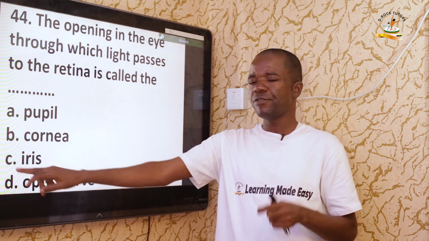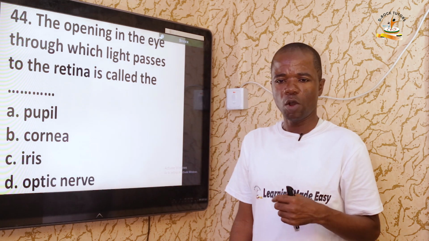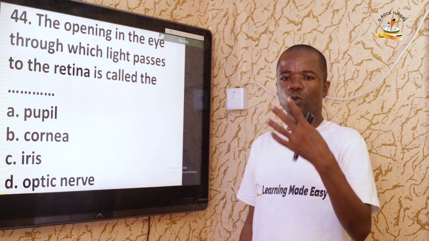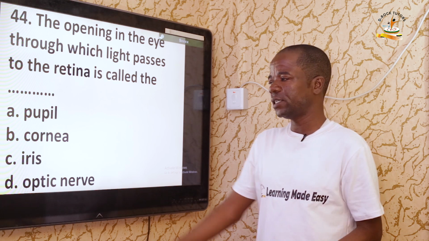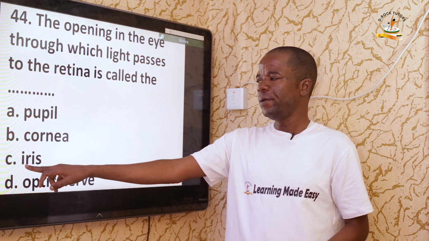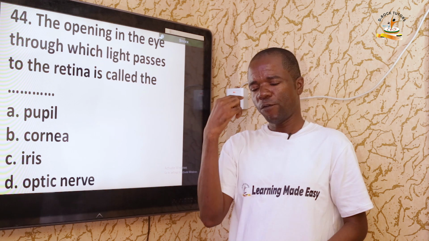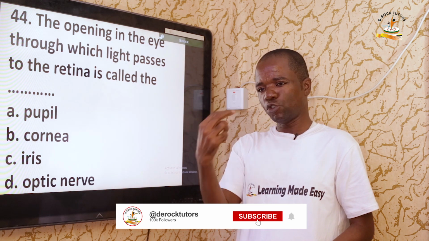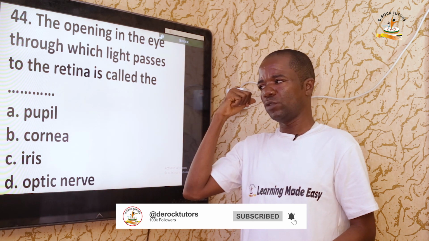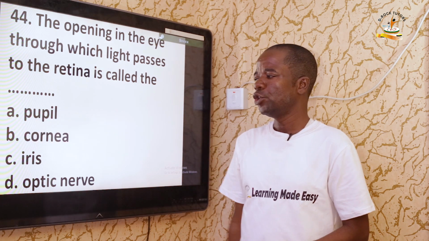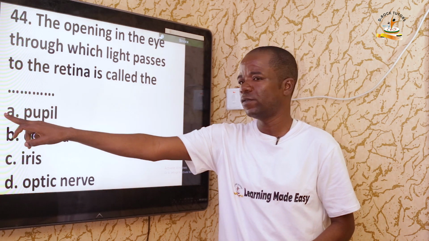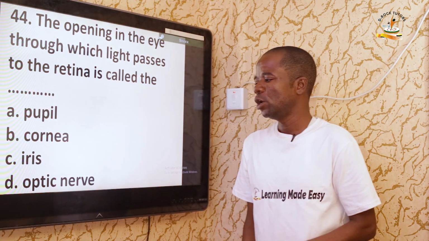Don't forget that the iris is the colored part of the eye. So if the question asks for the colored part of the eyes, the answer would be iris. But the question is asking for the opening in the eye through which light enters and gets to the retina, which is the pupil. So the correct answer for number 44 is option A, the pupil.